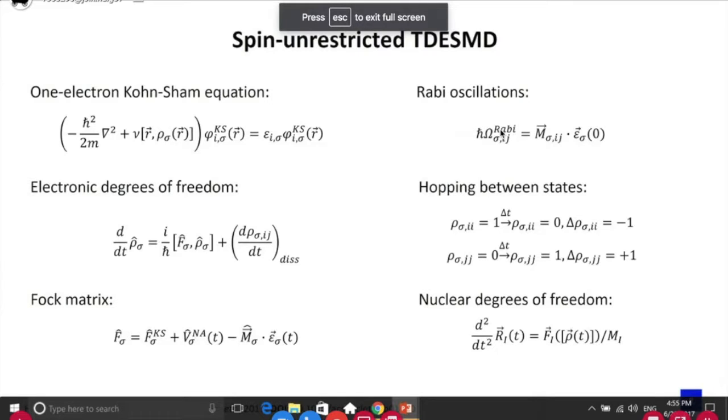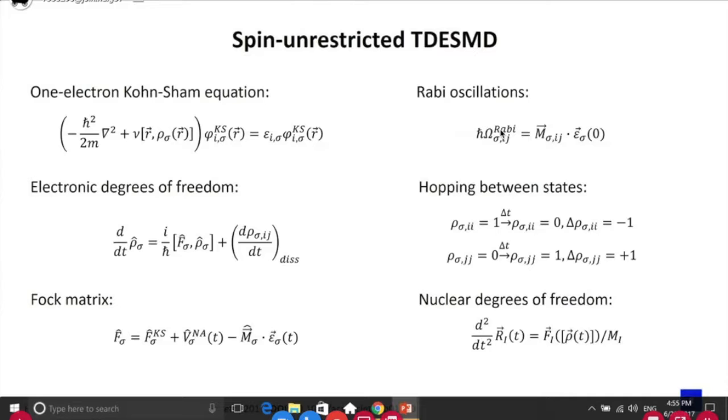The dynamics of electronic degrees of freedom can be calculated by solving the equation of motion according to this equation. Here this term indicates the Fock matrix. Here this term indicates the density operator, and this is dissipative transitions. For the Fock matrix, we have three components. The first one is the ground-state Fock, the second one is adiabatic coupling, and the third one is electron-matter interaction. This electron-matter interaction term is time-dependent, but by applying some approximations, we can treat it as time-independent.